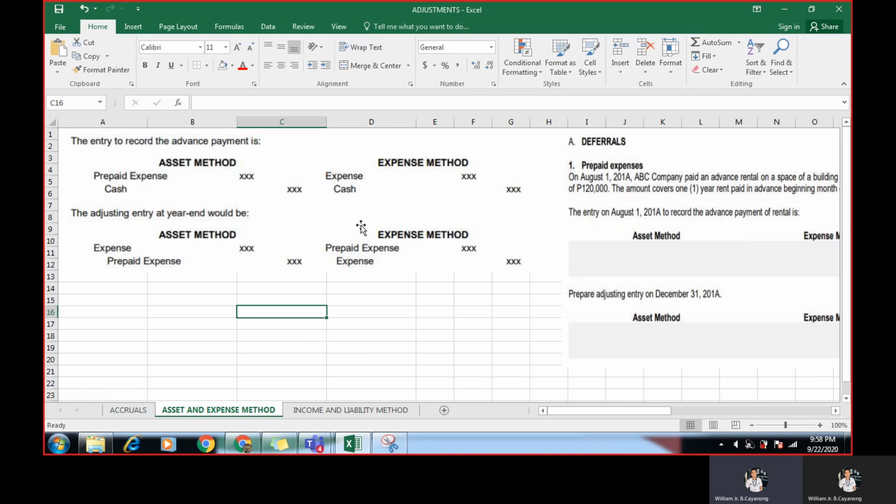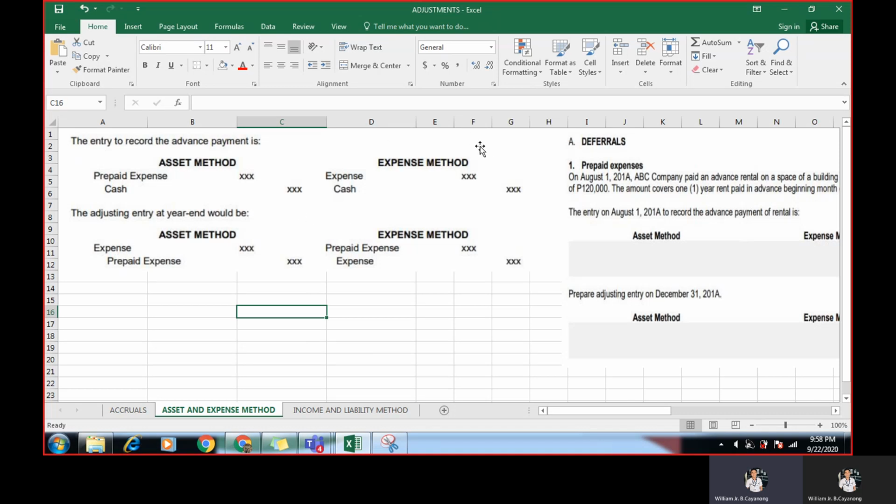While the expense method is the opposite of the asset method. In the expense method, the account debited upon payment is an expense account, so we are recognizing expense upon payment. Upon adjustment, an asset account is debited and an expense account is credited. Thus, it recognizes the asset account and decreases the previously recorded expense for the unused portion. So, that is clear.